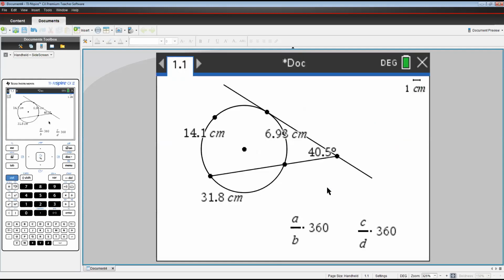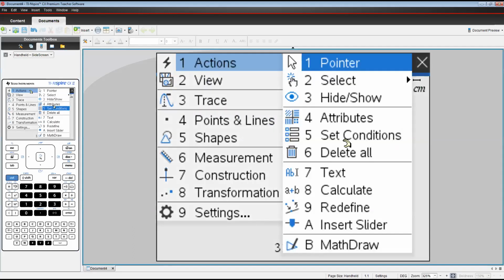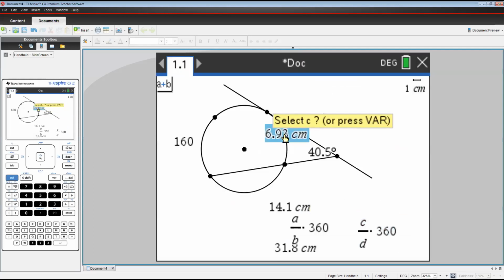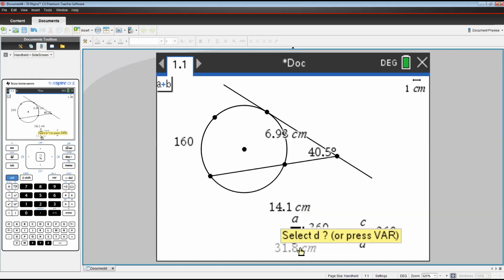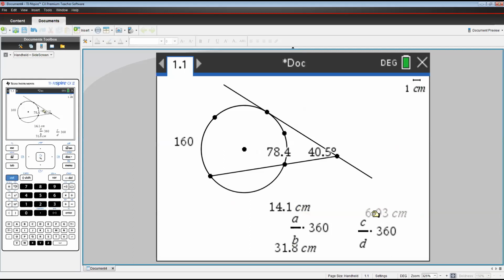So calculate. All right, so let's say I wanted to get this arc here in degrees. Someone tell me what calculation I would do. All right, very good. I will make this A, 14.1 divided by the circumference, 31.8, times 360 degrees tells me that arc is 160 degrees. All right, now for this calculation, menu, actions, calculate. I'll take the arc length 6.93, again divided by circumference and multiply by 360 and get 78.4 degrees.